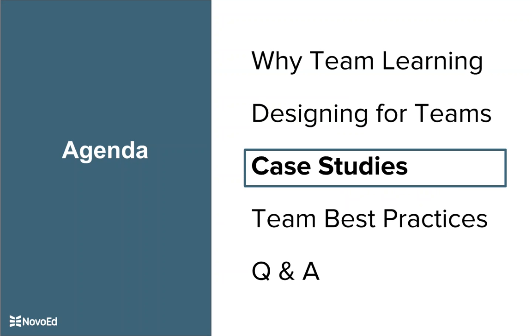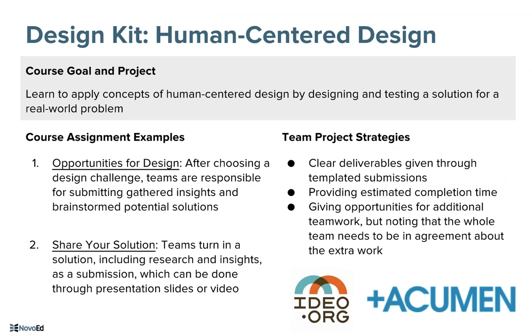So let's take a look at a couple of different case studies, some courses that have used online teams effectively on the NovoEd platform. The first course we will take a look at is Acumen and IDEO.org's Design Kit, Human-Centered Design. For this course, the objective is learning to apply the concepts of human-centered design, the project or deliverable, by doing it, by designing and testing a solution for a real-world problem. Once again, the goal then comes down to the project.